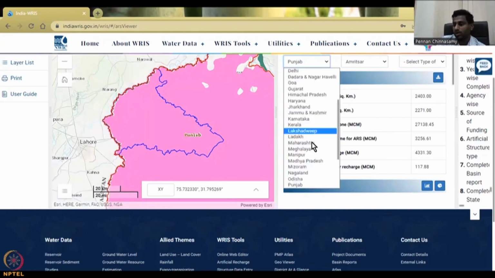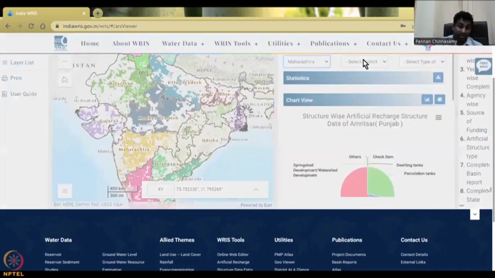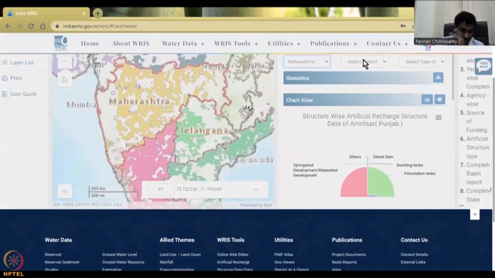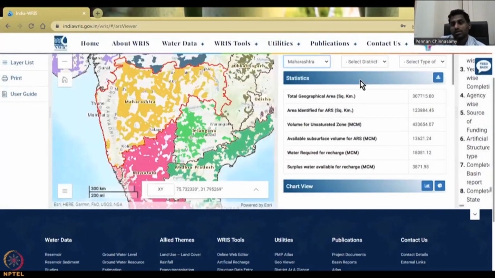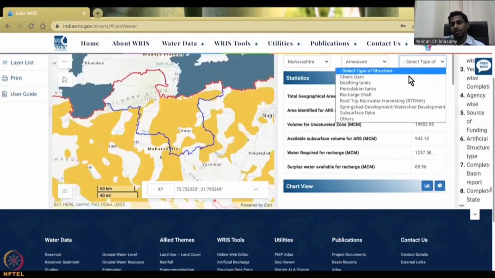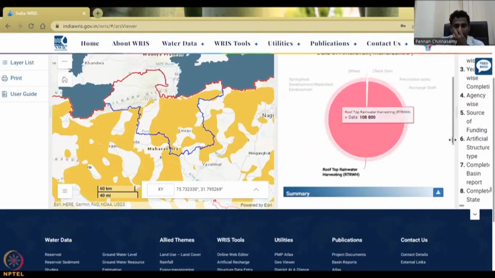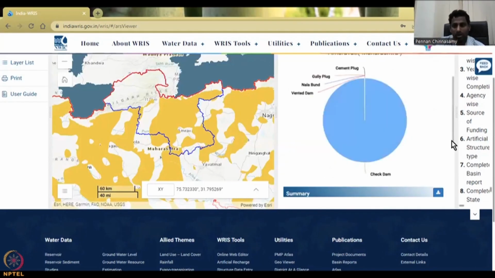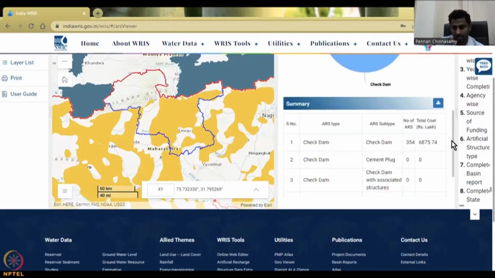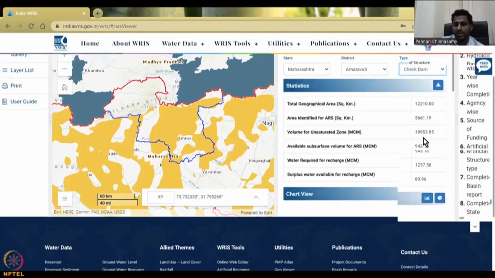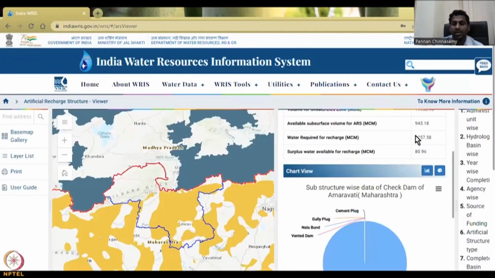So let's quickly check another district in Maharashtra to see if these structures are working. Let's say Amaravati. It might work one day, it might not work the other day. So don't think that because it didn't work today, it won't work tomorrow. Keep checking. If you want data, I would recommend you check the data often.